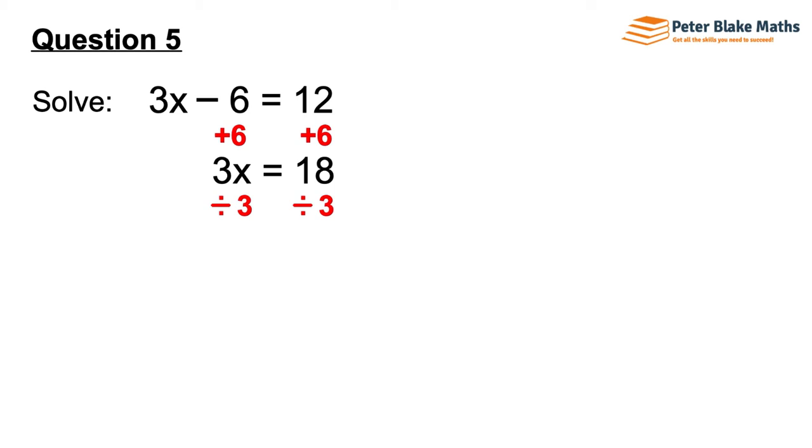That will cancel out the 3's and leave us with x on its own on the left hand side, and 18 divided by 3 is 6. Final answer. That's called a two-step equation, so we had to decide which thing to do first, and in this case we moved the minus 6 first.